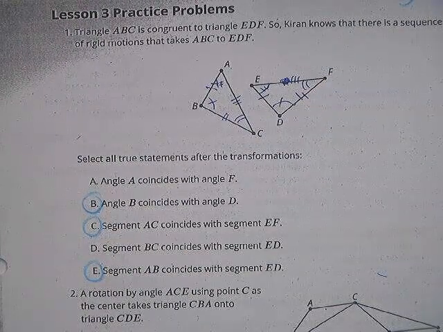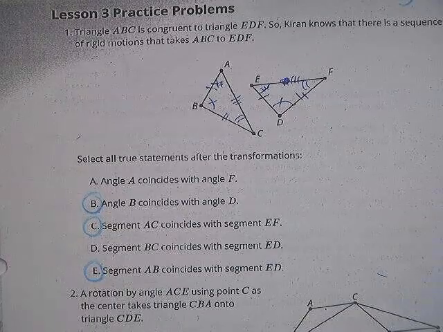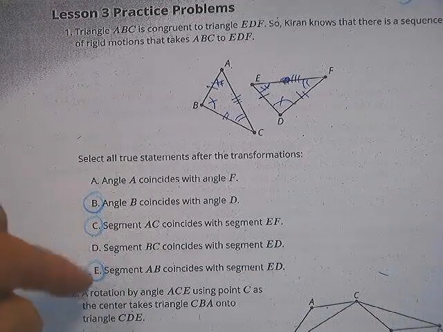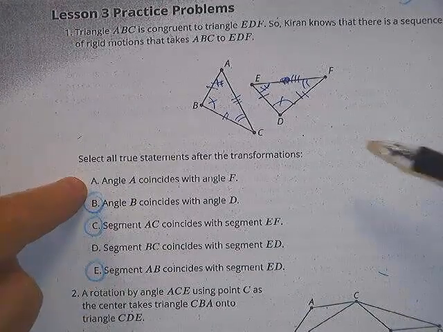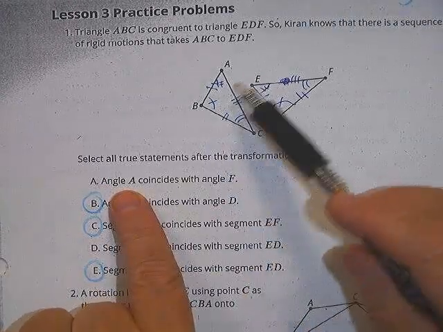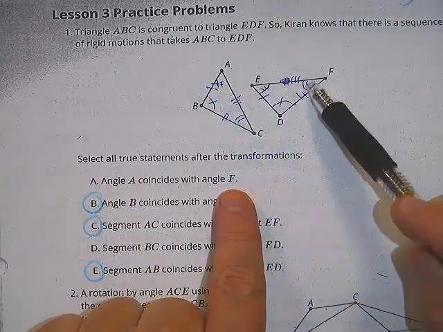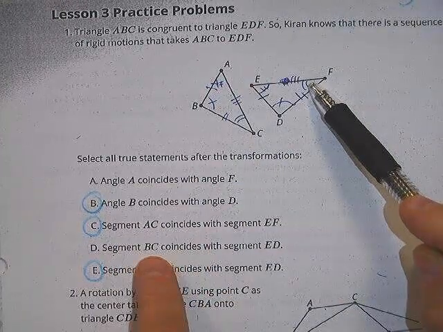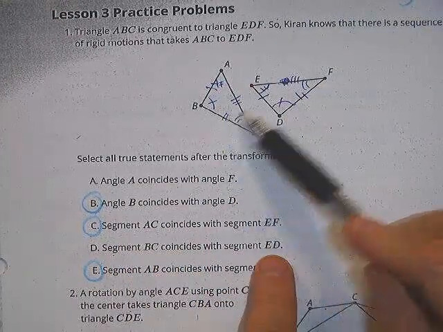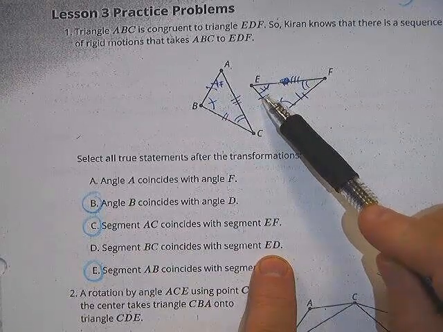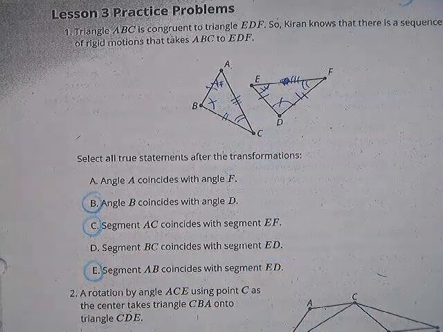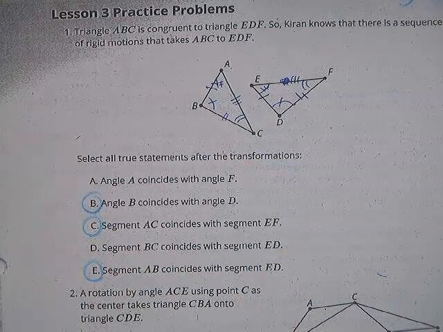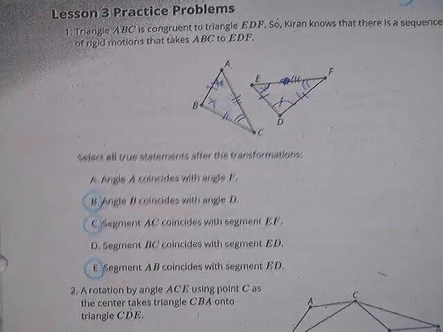So in these problems, you're basically trying to determine which statements are true and which ones are false. So B, C, and E are true. A is false because if you look at angle A, which is 2 tick marks, and F, which is 2 arcs, they're marked differently. And then D, BC has a double tick mark, and ED has a single tick mark. So again, they're marked differently. So that's why A and D do not work here, but again, B, C, and E do.